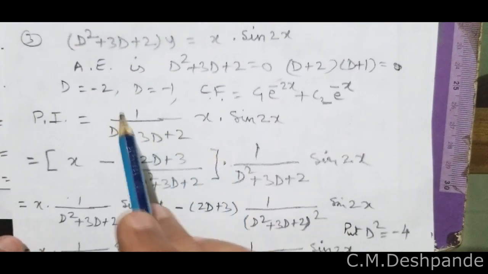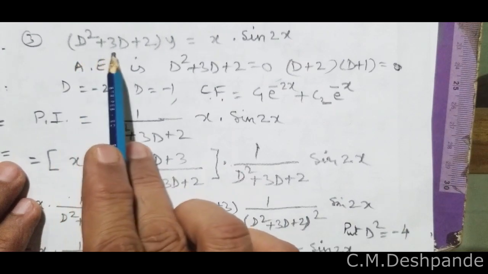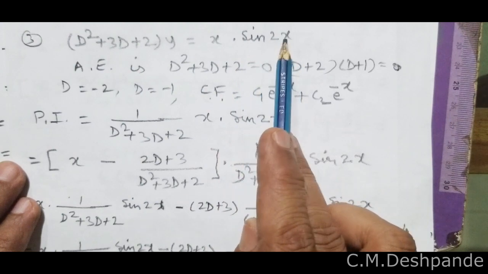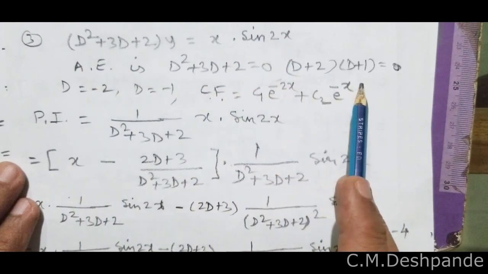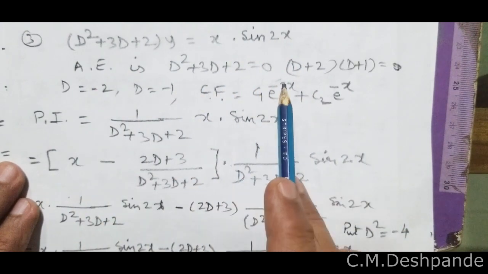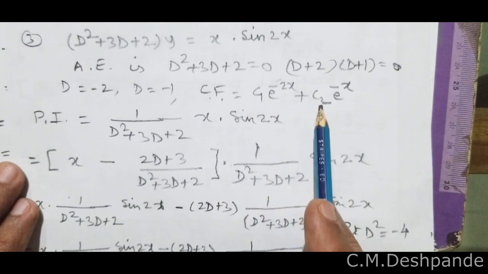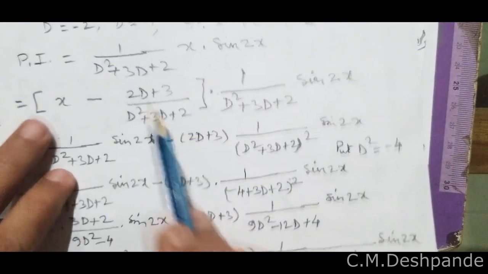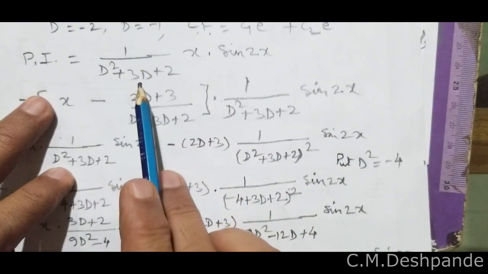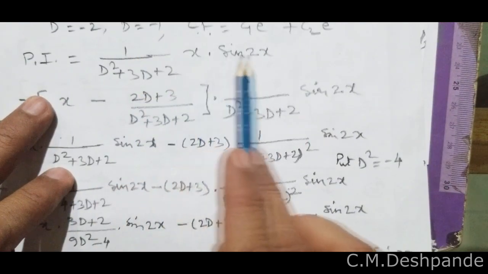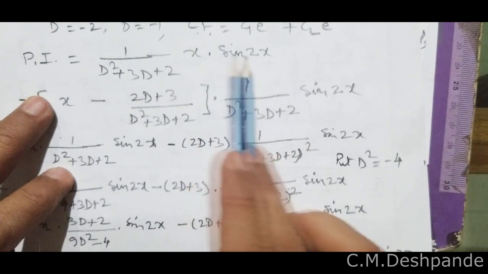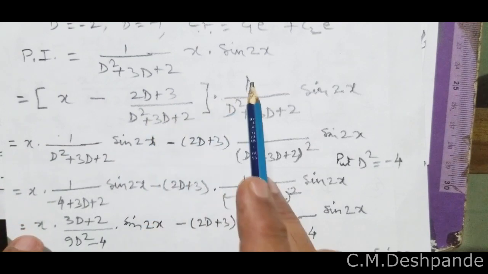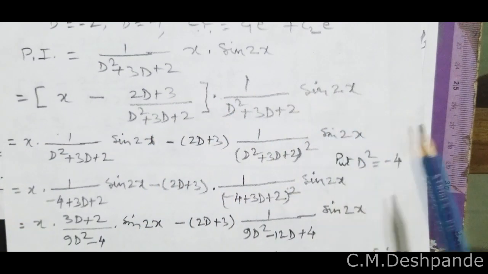Now you can go through solution of this next example. Solve the differential equation d square plus 3d plus 2 operating on y equal to x into sine of 2x. Now CF is obtained as usual, c1 e raised to minus 2x plus c2 e raised to minus x, and PI is given by 1 upon d square plus 3d plus 2 operating on x into sine of 2x. Now use method number 5, x minus f dash of d upon f of d into 1 upon f of d operating on sine x.